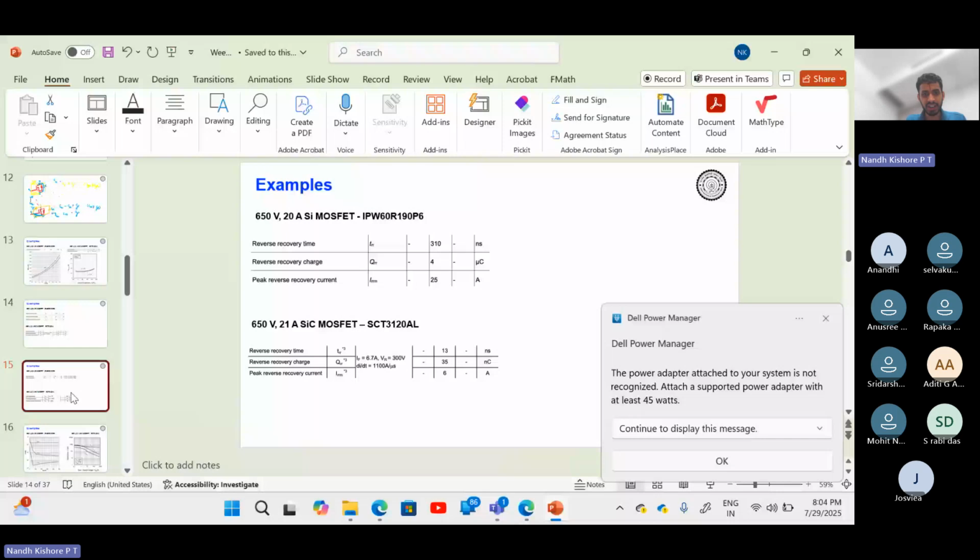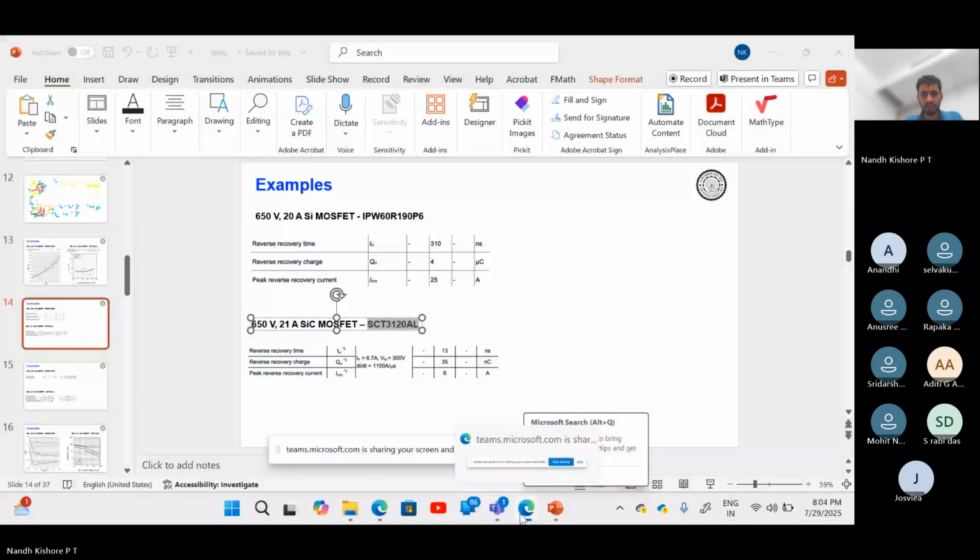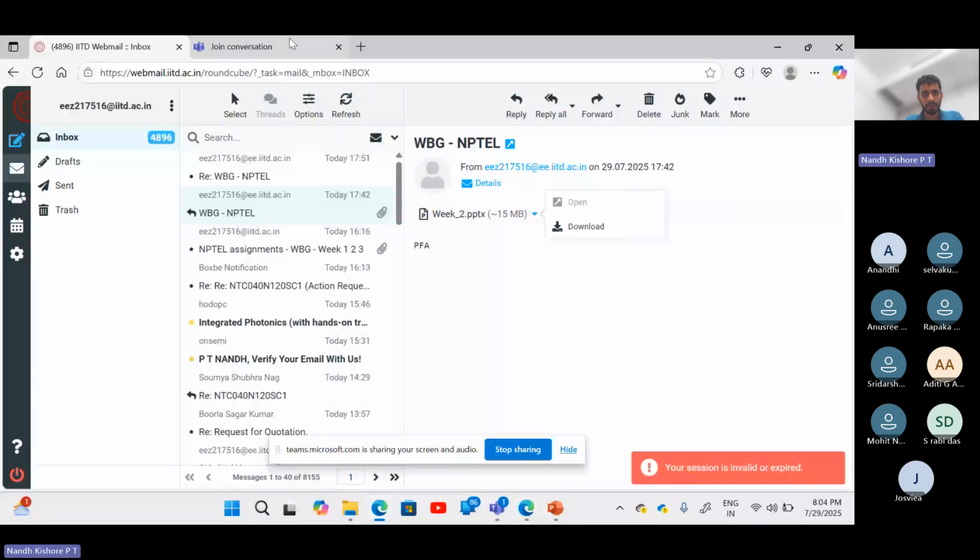So let's open a data sheet, right? And let's try to understand. I hope my screen is still visible. Yes, sir. Smart. Okay.